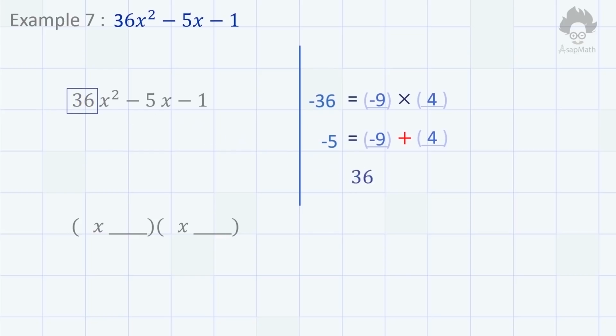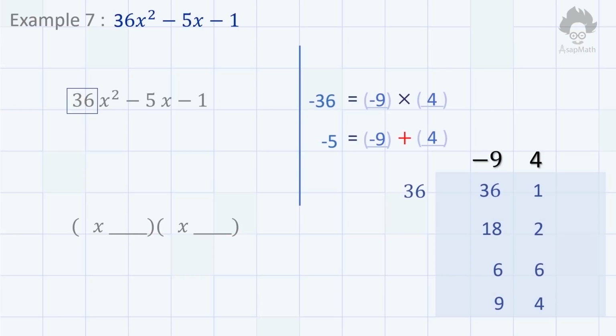There are 4 ways to write linear expressions. Their coefficients would be 36 and 1, 18 and 2, 6 and 6, 9 and 4. Now we want to get minus 9 and plus 4 from this set. So we have to select the last set, because 9 into minus 1 will give us minus 9 and 4 into 1 would give us 4. So this method is much easier.